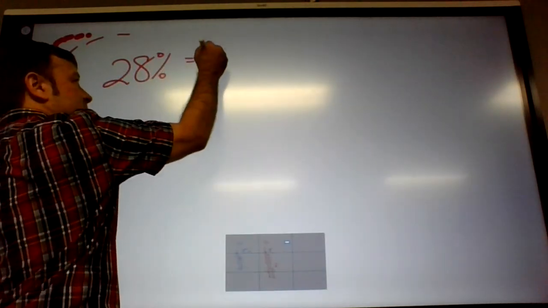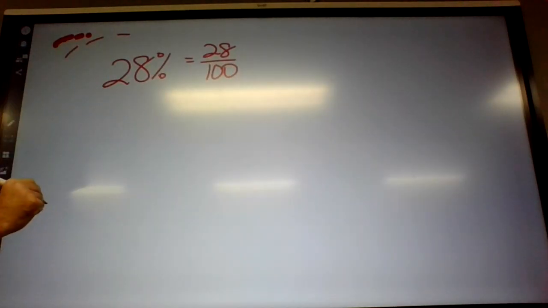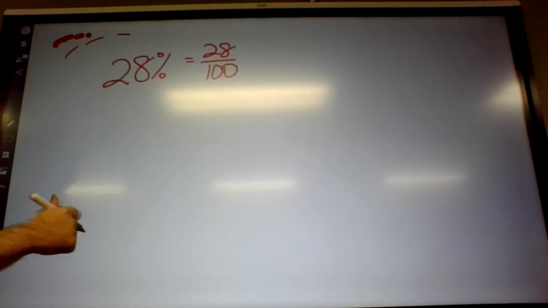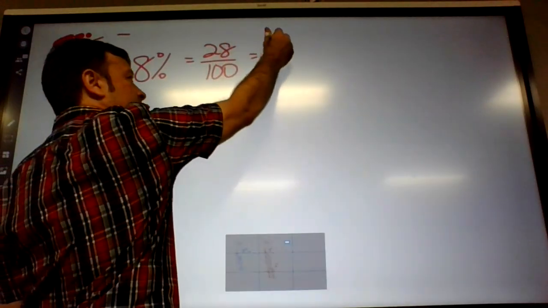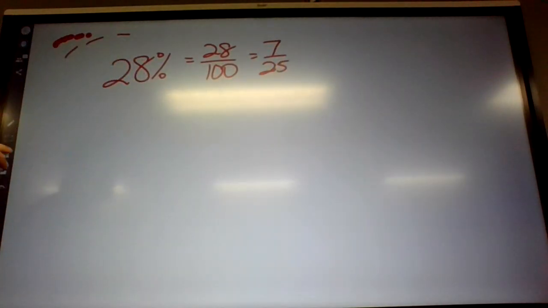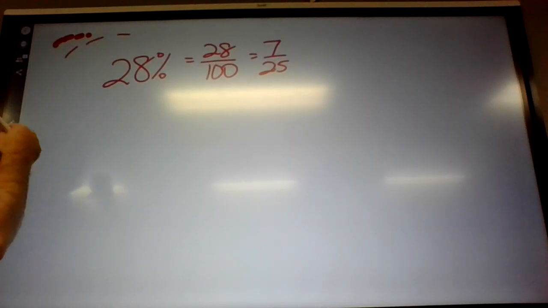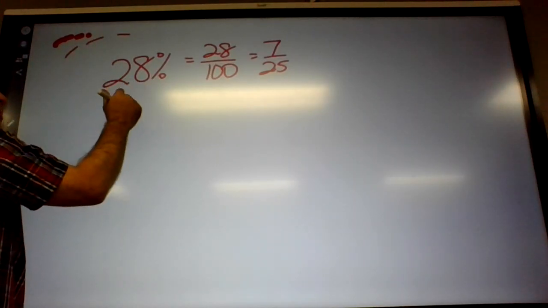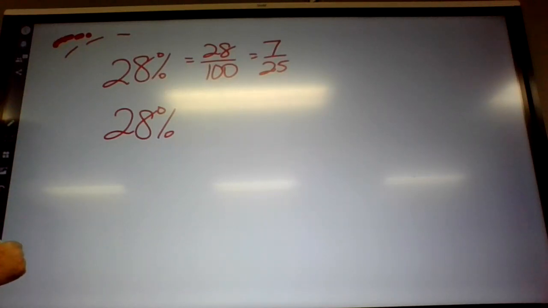So this is literally worth 28 out of 100. Of course, if that was a grade, that would be not great. But just like all fractions, if you can reduce, you need to reduce it. These both divide by 4. If you're not sure whether it reduces, you can just put it in your calculator, put equals. And how do I change a percent to a decimal though?